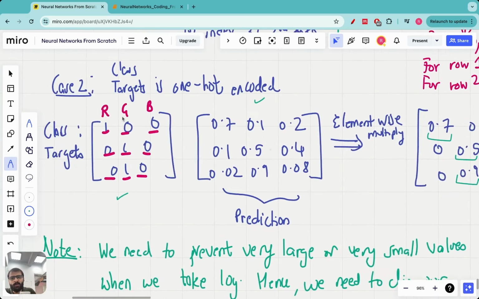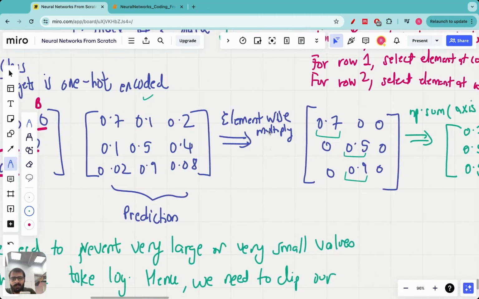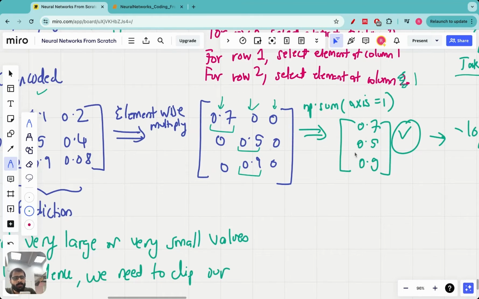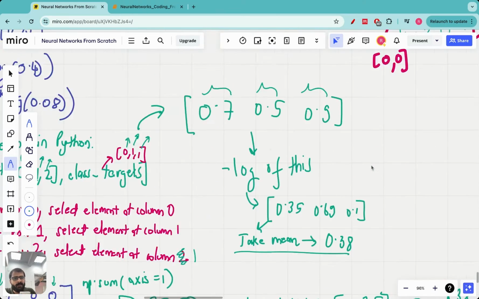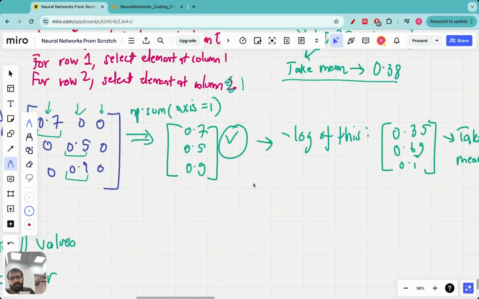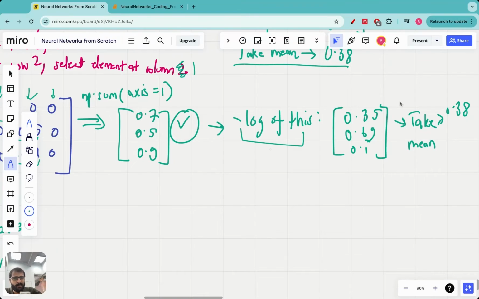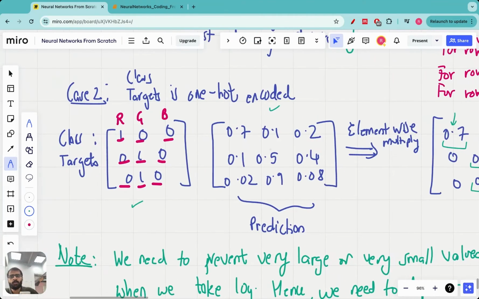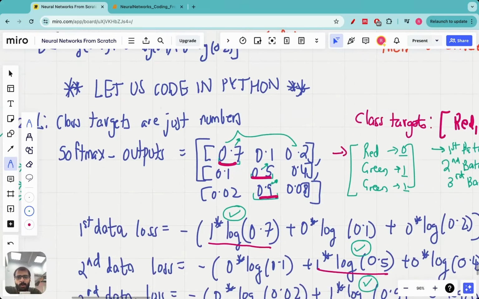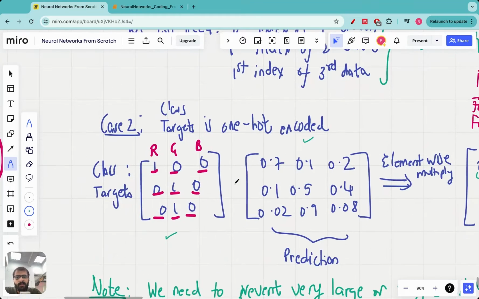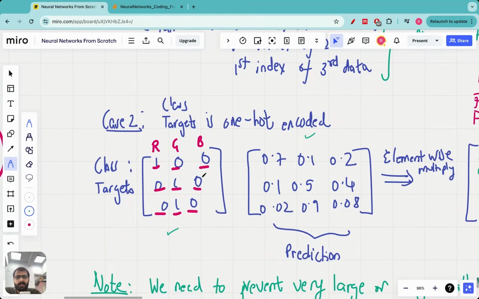So then all we need to do is do an element wise multiplication of the class targets with the prediction, and then we just have to sum the columns. So this is the first column, second column, and third column. So we just sum the first column, second column, and third column. That's it. We directly get 0.7, 0.5, and 0.9, which we obtained through the earlier method also. And then we just take a negative log of this and then take the mean, similar to what we did for the earlier case. So remember that when the class targets were just numbers, they were just one dimensional. But if the class targets are one hot encoded, then they are two dimensional.